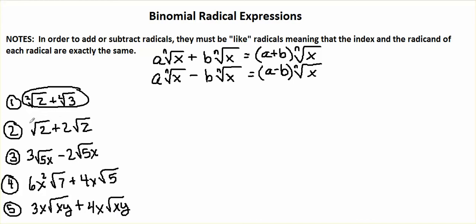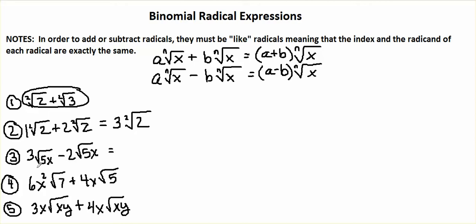So example 2, they're both square roots, and we notice that the number underneath our square root is exactly the same. So we have the square root of 2 and the square root of 2. They are like radicals, so we can add the numbers in front. We know that when the number is missing in front, it's a 1. So when we add these two, we add the numbers in front, and 1 and 2 is 3. We get 3 square root of 2 as our answer.